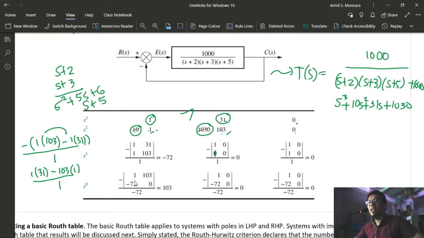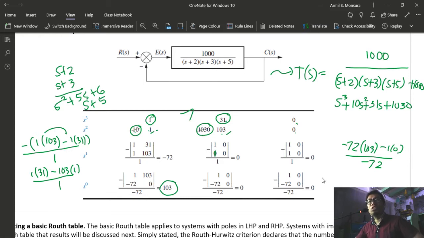Then, next is, dito tayo. So, I'll have negative 72 times 103, minus 1 times 0, divided by negative 72. So that should become 103. Okay, so magiging 103 na siya. Ito. And then of course, 0 na to, 0 na to.